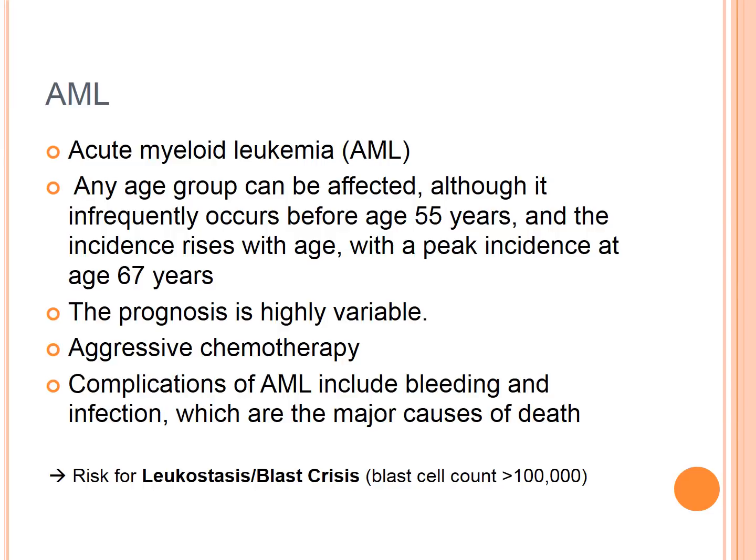So this type of leukemia can affect basically any age group, but the common age at which it is diagnosed is 67 years old. Okay, so it's rarely seen in children and young adults, but there is a possibility that it could occur because any age group could be affected. Prognosis is variable, okay? They will undergo aggressive chemotherapy, and they may also have to undergo things like a stem cell transplant, okay?